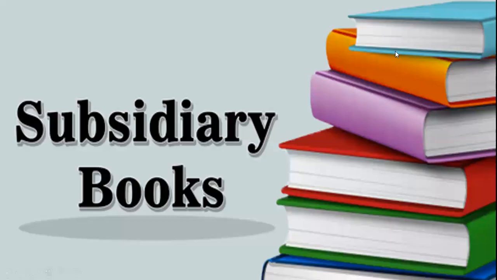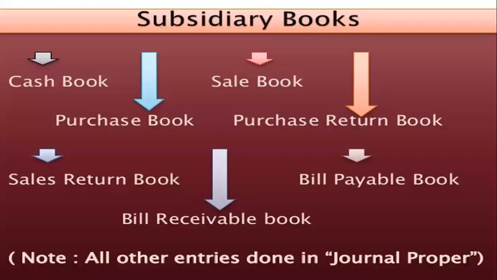Hello everyone, today we are going to learn about subsidiary books, grade 11th, chapter 5. Subsidiary books are the books of repetitive journal entries. That means the transactions which are repetitive in nature, for example, purchase, sales, their respective returns and their respective bills, are entered in their own separate books, and these books are considered as subsidiary books.